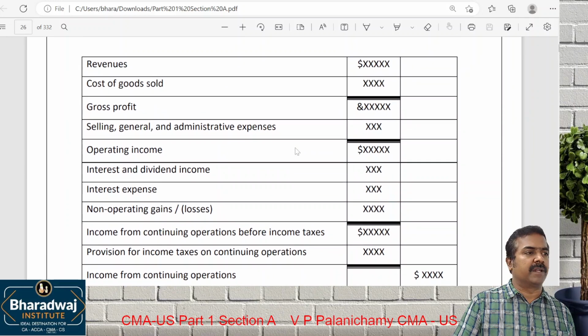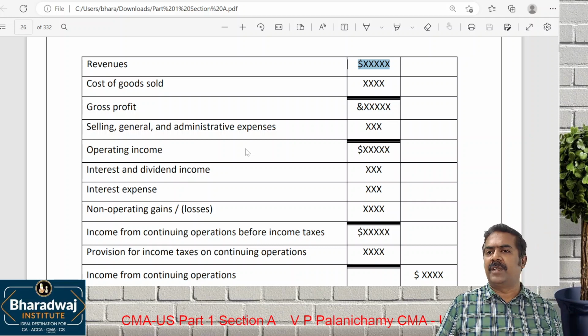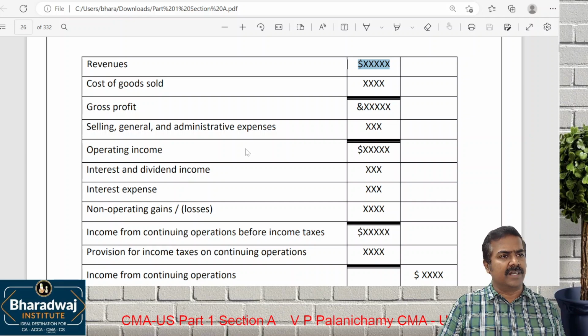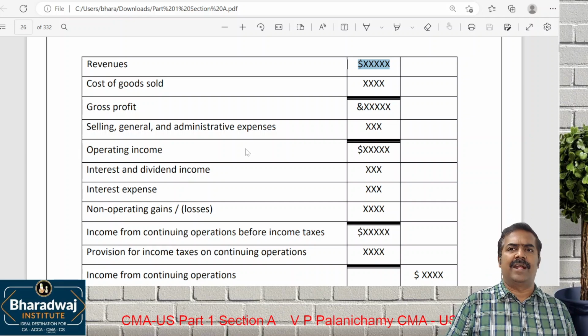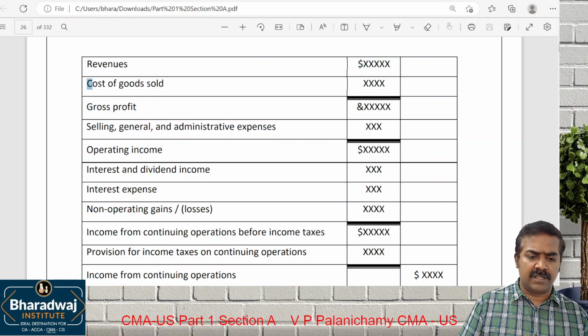This is how they prepare the income statement in US. What is the first one? Revenue. What do you mean by revenue? Income from doing business. Example: cash sales, credit sales, commissions, and other trading incomes which are being earned from the business. Minus cost of goods sold.